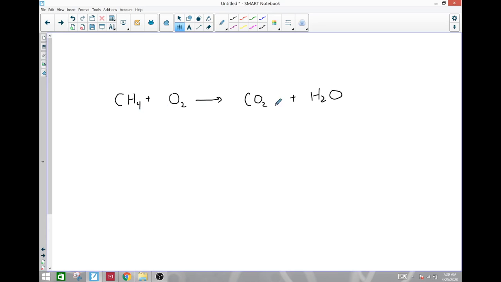First thing we do is balance it. One carbon, four hydrogens, two oxygens. 2 and 2 is 4, so I need a 2 here. Now, what bonds are being broken? You've got to sketch out a Lewis structure. I'm going to go through a little reminder of how we do this.